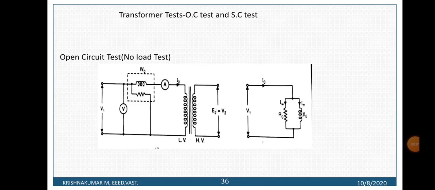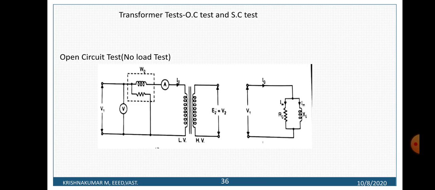So next topic, transformer tests. Transformer tests: OC test and SC test. First one, OC test, open circuit test or no load test.